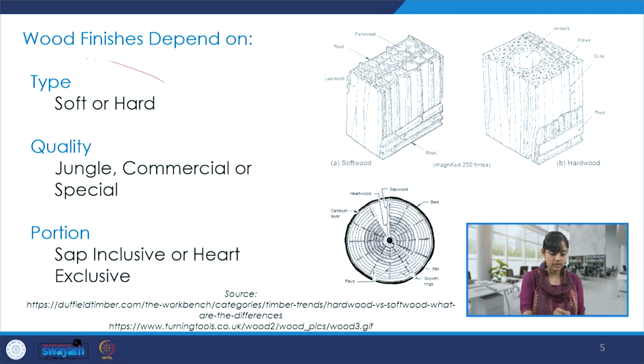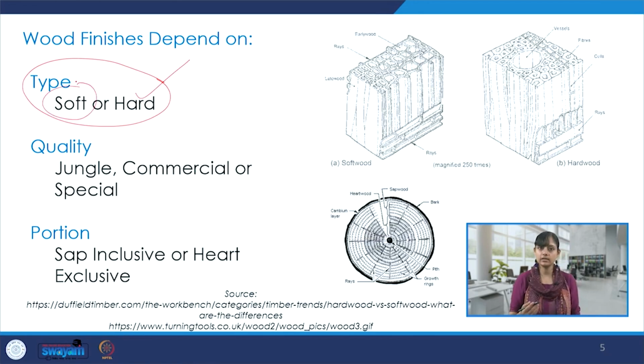So we have to first understand what type of wood it is. We have hardwood and softwood as two broad categories when we talk about wood or timber. And it is important to understand the anatomy of wood, to understand what is the composition, what are its constituent parts, and then how it impacts the selection of wood for application also.